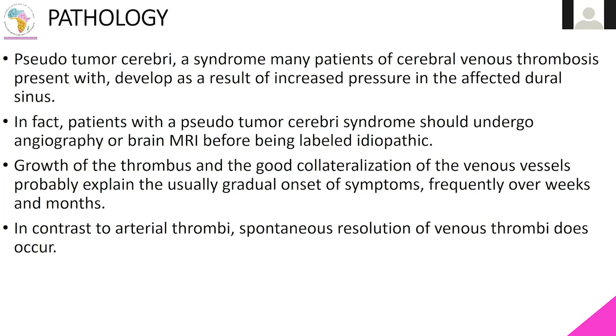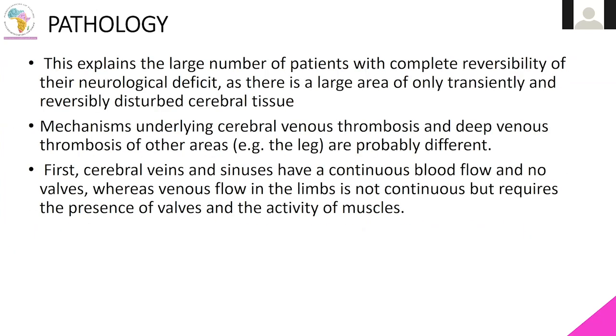In contrast to arterial thrombi, spontaneous resolution of venous thrombi does occur. This explains the large number of patients with complete reversibility of their neurological deficit, as there is a large area of only transiently and reversibly disrupted cerebral tissue.